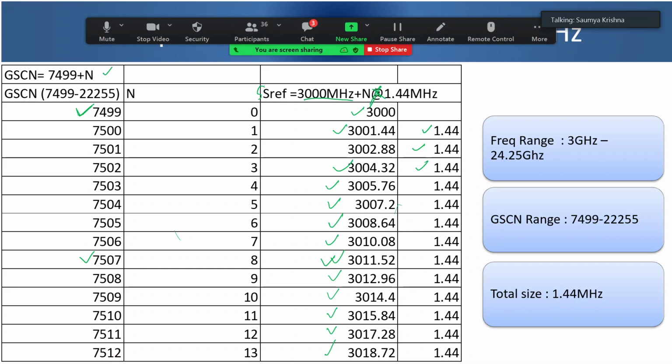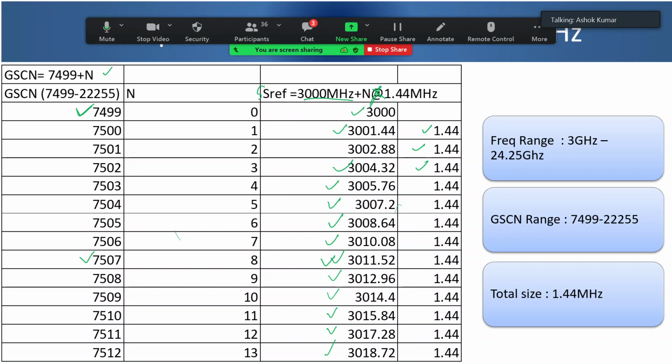Basically the UE knows, suppose it supports a particular band, what the GSCN numbers are, because in many other signaling, only the GSCN number will be available to your UE at that point of time.